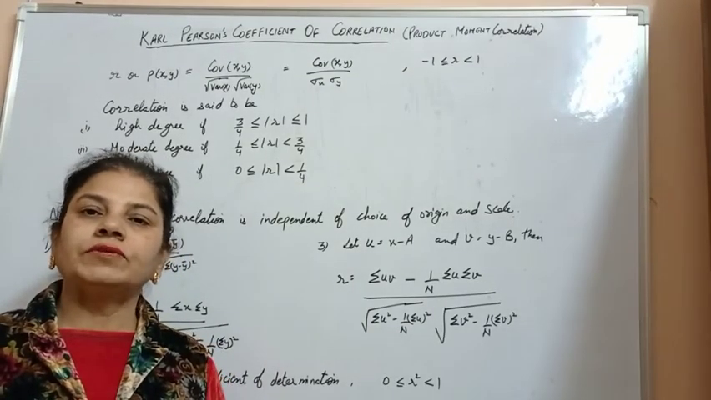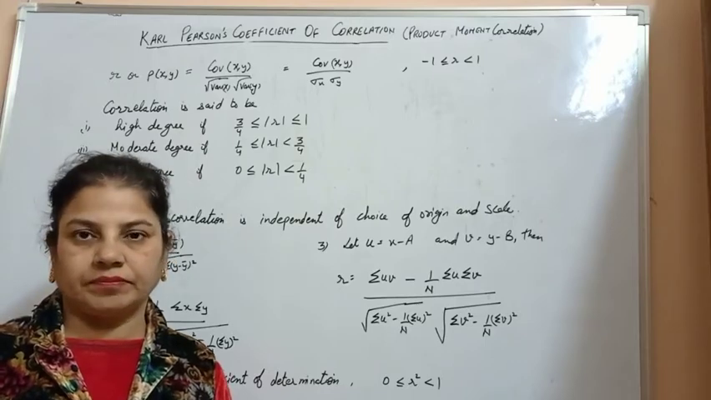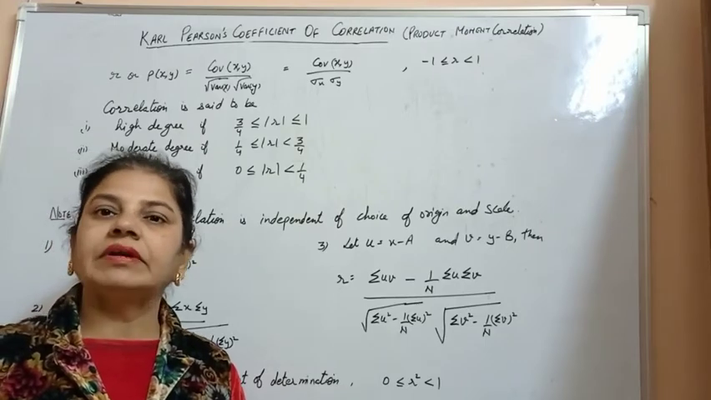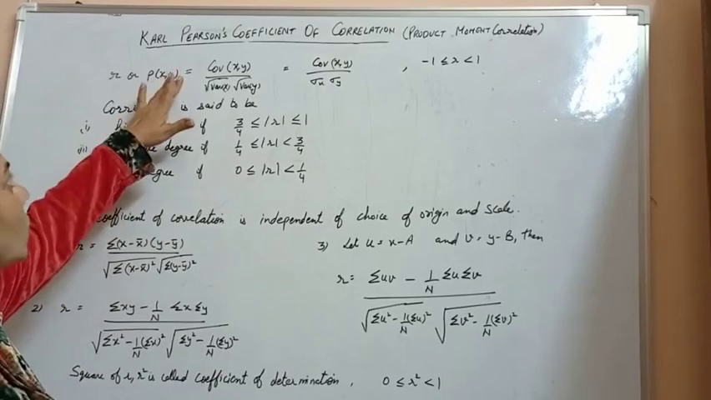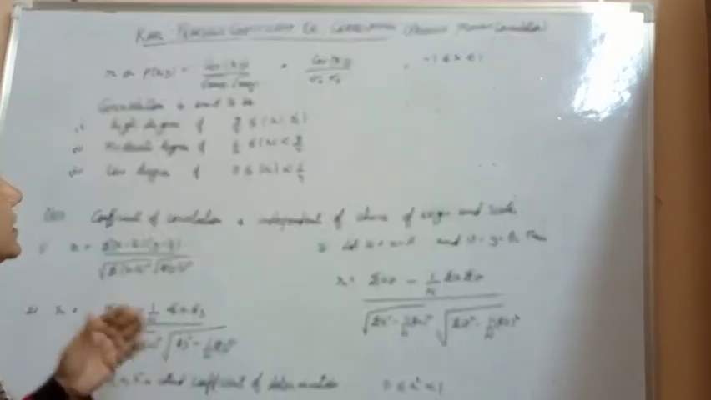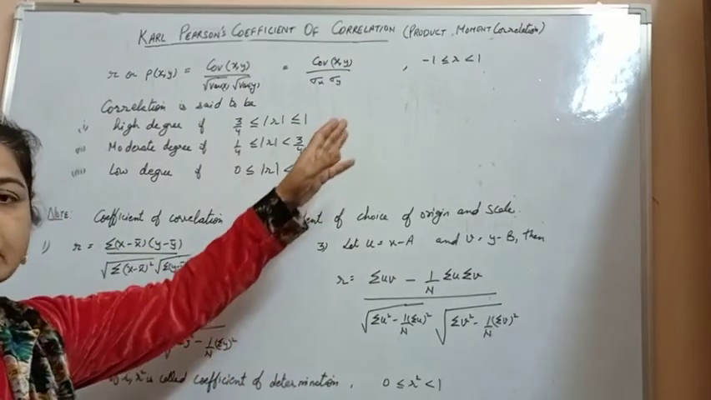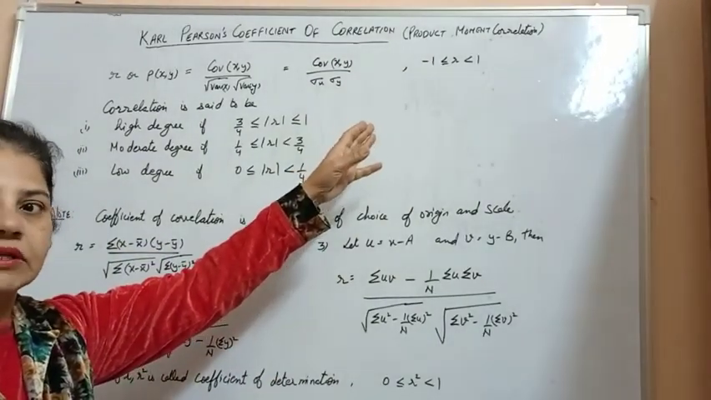Pearson's coefficient of correlation. It is also called the product moment correlation. It is given as r equals covariance of x y divided by under root variance x into under root variance y, where r is greater than or equal to -1 and less than or equal to 1.